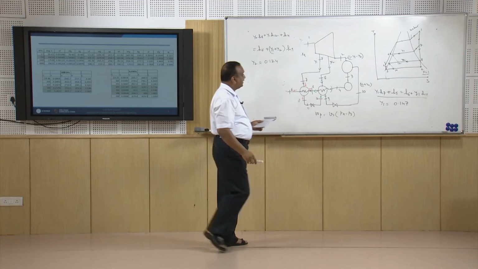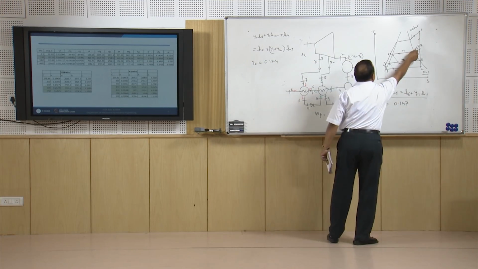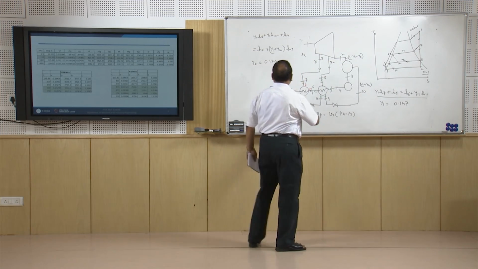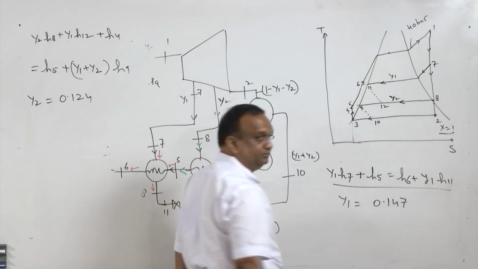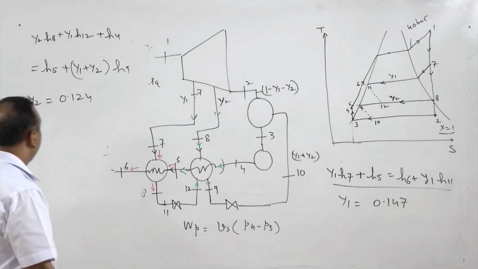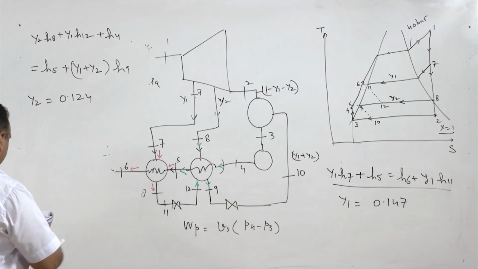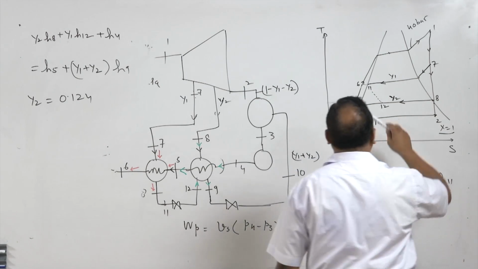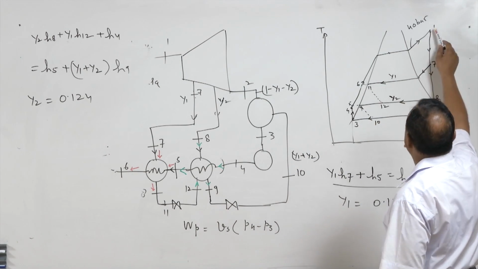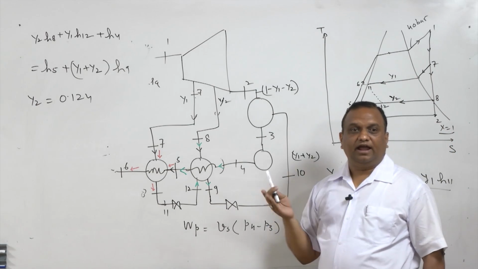So Y1 we are getting 0.147 or 14.7%, and then Y2 is 12.4% here at state 8, right? Now we have all the values. In order to find the heat given to the system or heat transfer in the boiler, that is going to be H1 minus H6, right? And what about the output?